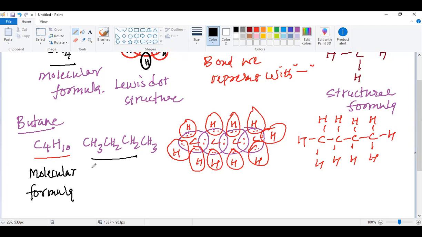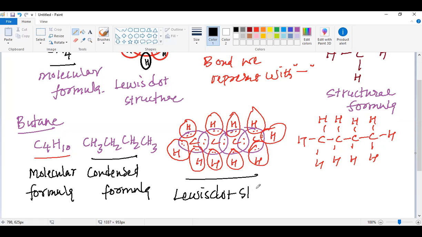This is what is known as the condensed formula. Condensed formula. This is what is known as the Lewis dot structure. And this is what is known as the structural formula.